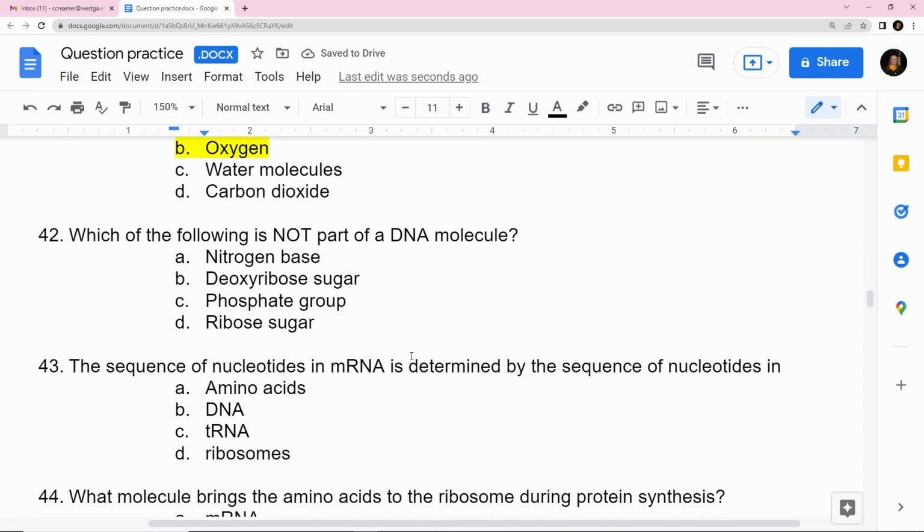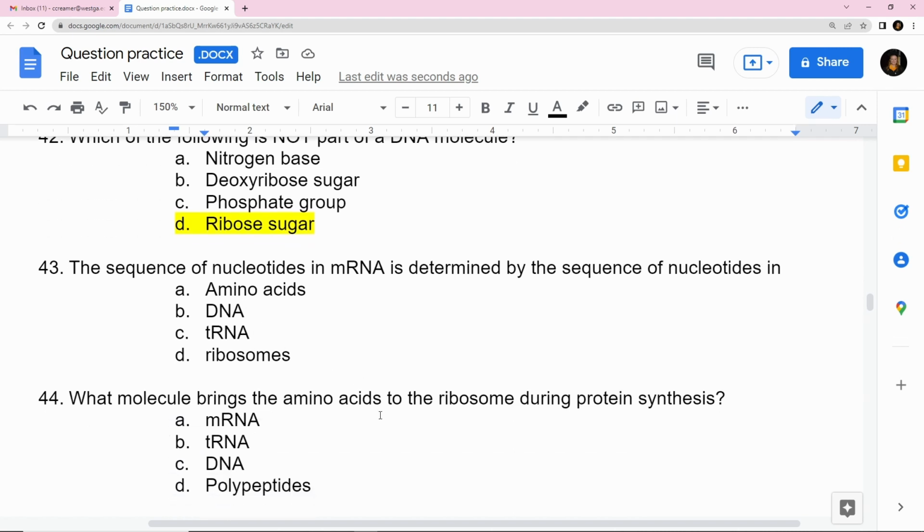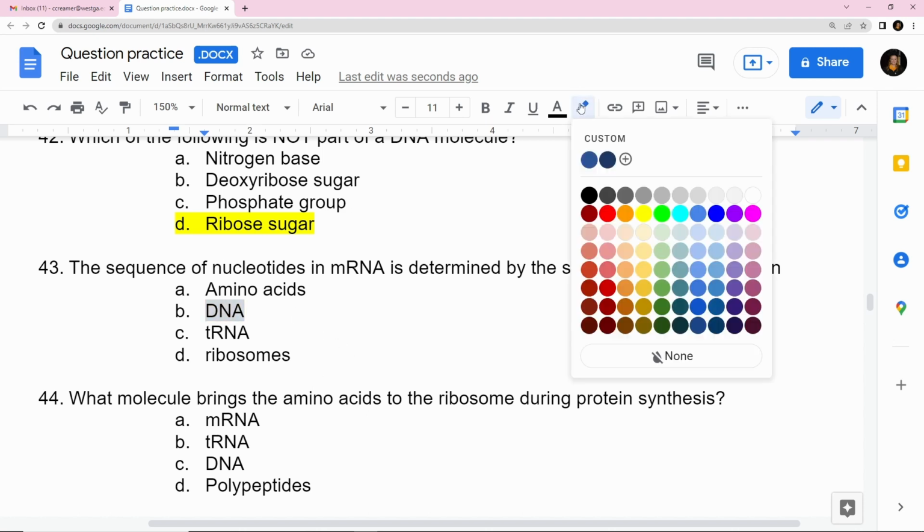Which of the following is not part of a DNA molecule? A nitrogen base, deoxyribose sugar, phosphate groups, or a ribose sugar? If you said a ribose sugar, you would be correct. The sequence of nucleotides in mRNA is determined by the sequence of nucleotides in amino acids, DNA, tRNA, or ribosomes. If you said DNA, you'd be correct.